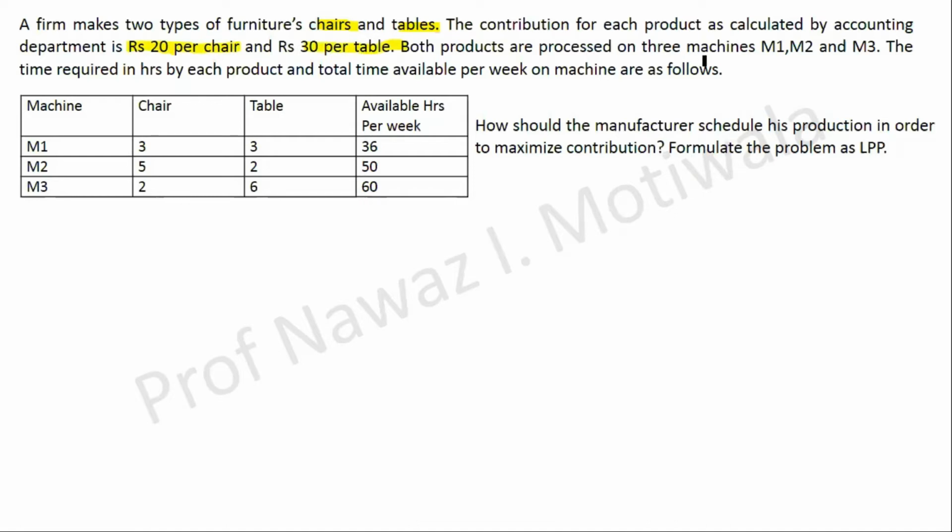Both products are processed on three machines, M1, M2 and M3, and the time required in hours by each product and the total time available per week on each machine are as follows. So this table is given to us. How should a manufacturer schedule this production in order to maximize its contribution? So you can see here, formulate the LPP problem.